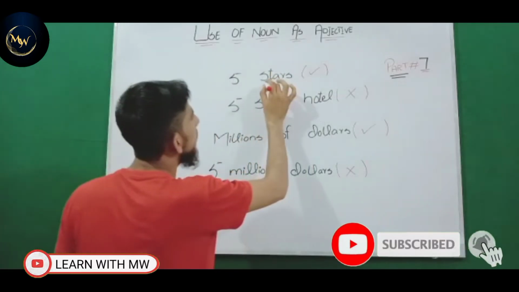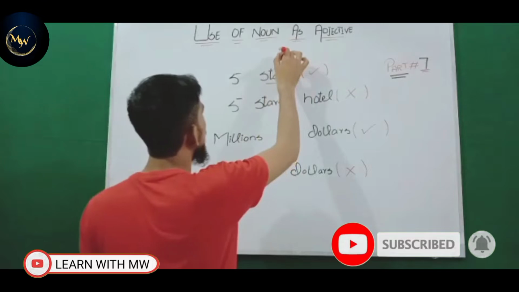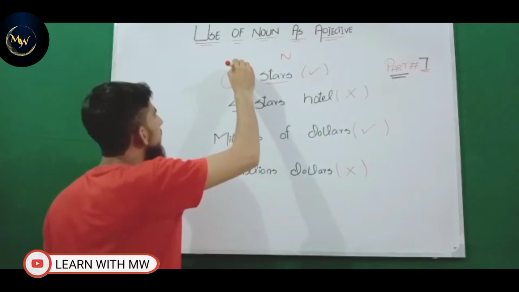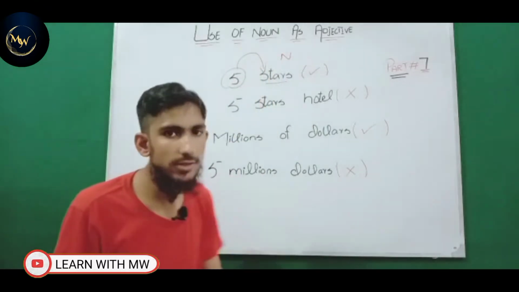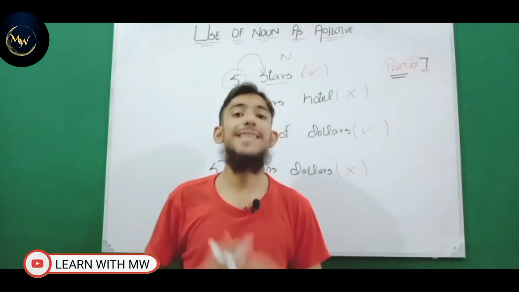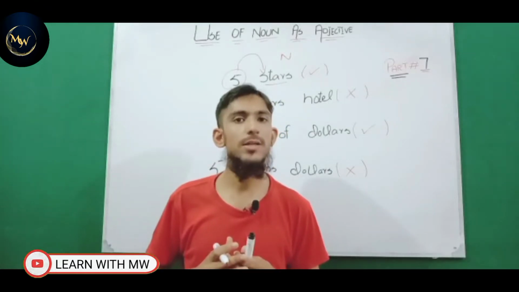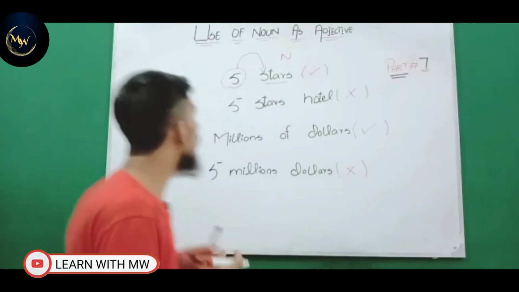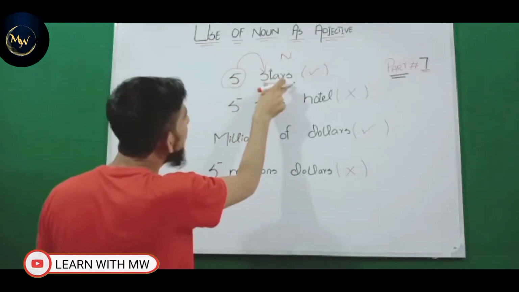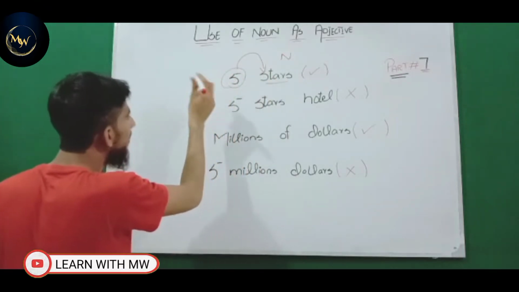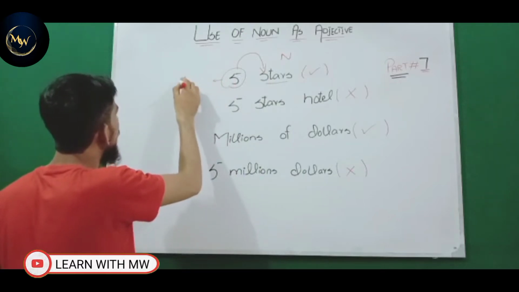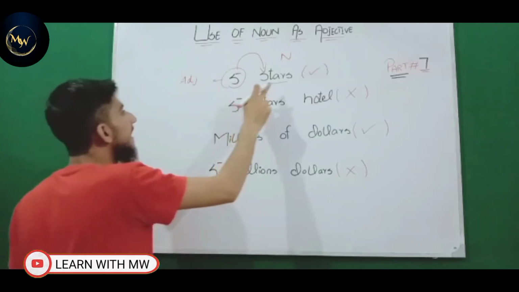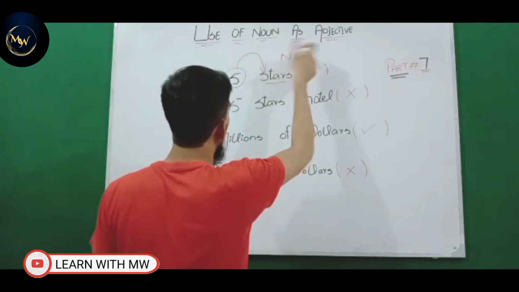Viewers, look, stars is basically a name, and naming words are called nouns. So stars is basically a noun in this sentence. And look, 5. What does 5 do? 5 is basically adding meaning to the noun. And viewers, we have learned in detail in this series that those words which add meaning to a noun or pronoun, either in terms of quality or in terms of quantity, we call them adjectives. So look, 5 is basically here adding meaning to the noun stars. That's why, in terms of quantity, 5 is behaving as an adjective, or we can also call it a determiner. So 5 is basically an adjective in this sentence and stars is behaving as a noun because star is basically a noun.